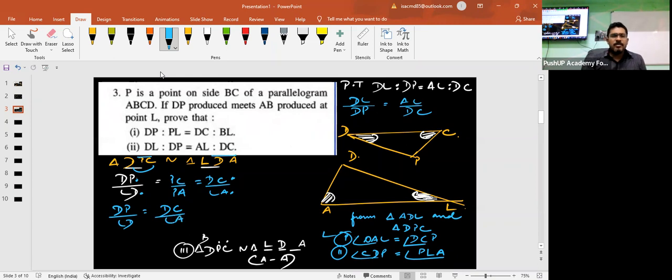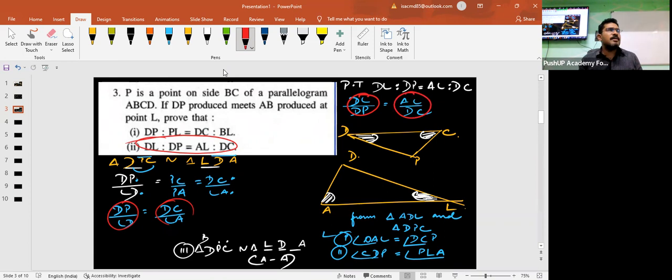Now, shall I cross multiply both the sides? No need to cross multiply, right? DP upon LD is equal to DC upon LA. Children, the result which they have given is just the reciprocal of what we have got. Here we have got DP upon LD, but in the result they have given DL upon DP. Here we have got DC upon LA, and there LA upon DC. So just the reverse is what we have to prove.